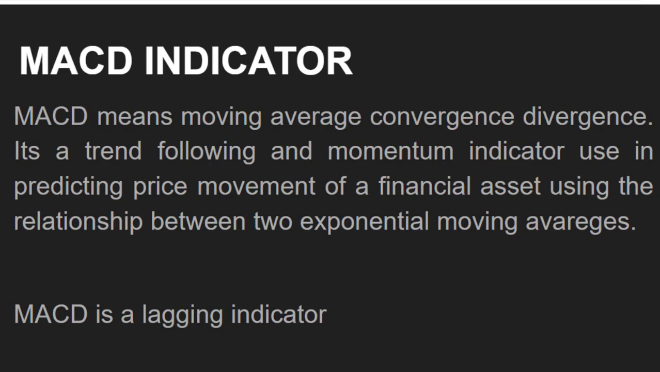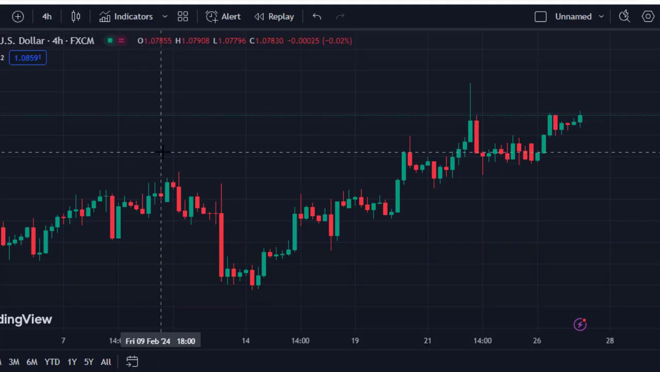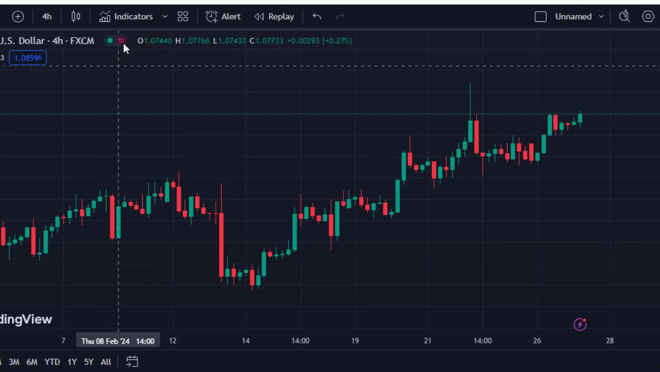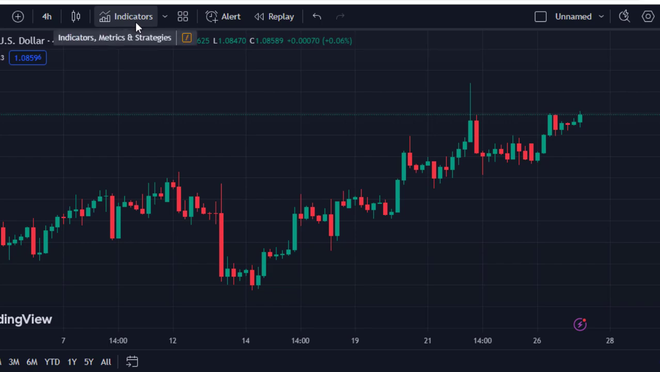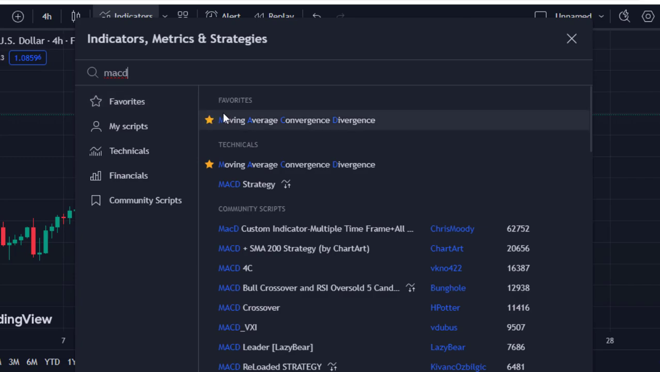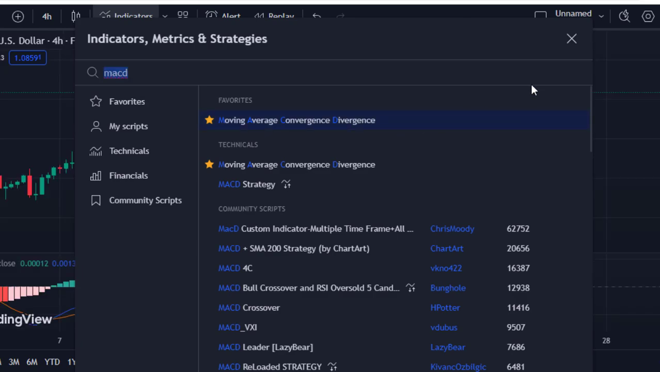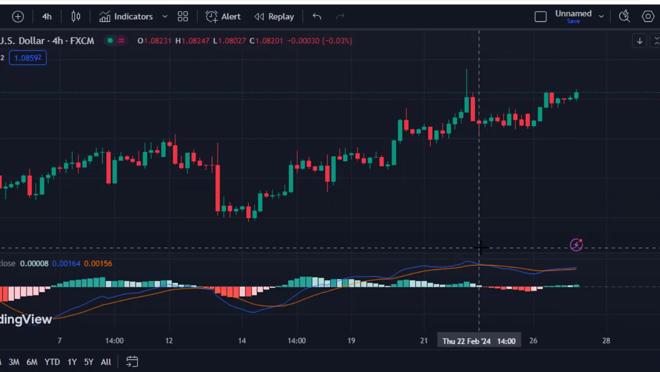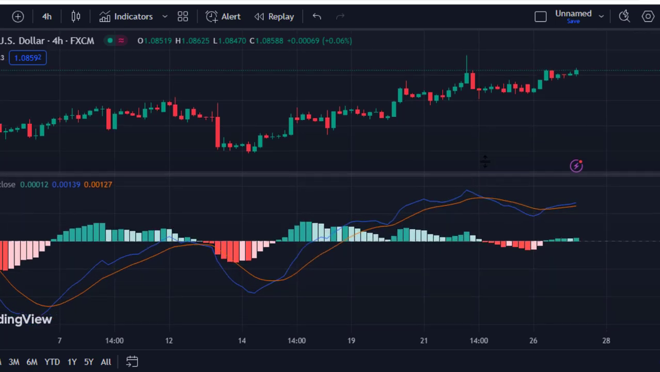So right here on the EUR/USD chart on TradingView, all you need to do to put on the MACD on your chart is to come here to the indicators section. If I click on this, it will bring up this search button and then I will type MACD. So once I type MACD, this is moving average convergence divergence. If I click on this, it will put the MACD on my chart. So that is the first step, putting MACD on your chart.